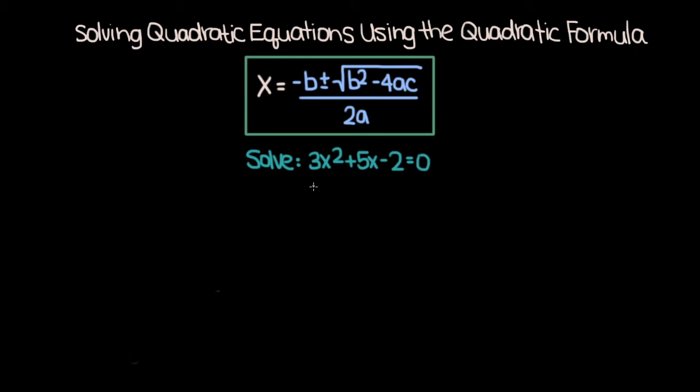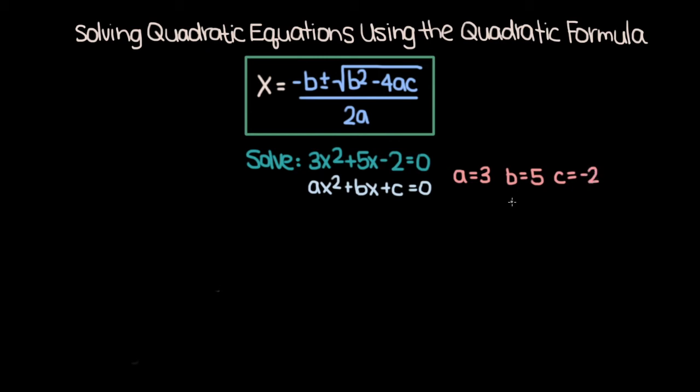Remember that the general form for a quadratic equation is ax squared plus bx plus c is equal to 0. And so, as you can see, a is the coefficient of the x squared term, which in this case is 3. b is the coefficient of the x term, which in this case is 5. And c is the constant term, which for this equation is negative 2.